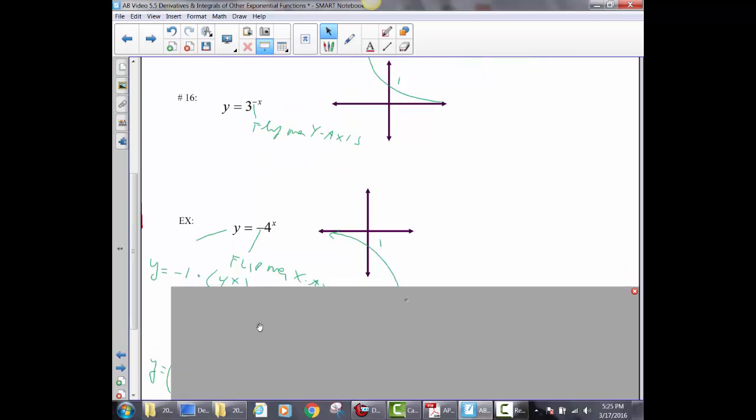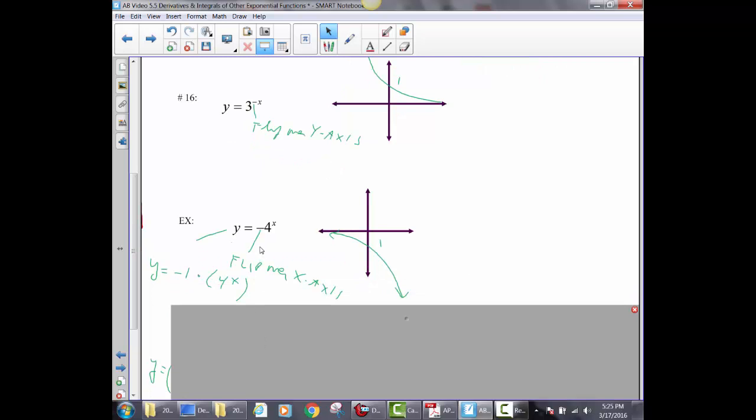Y equals negative 4 to the x. The negative, just like y equals negative x squared, we'll flip it over the x-axis.